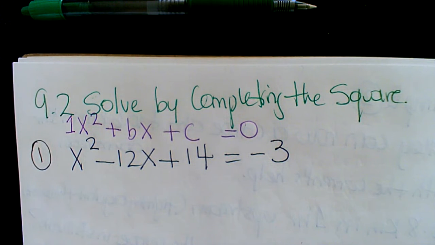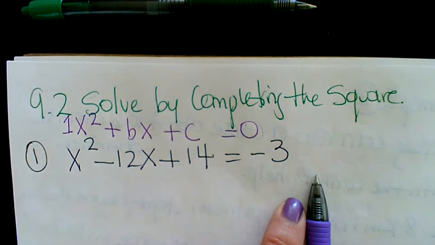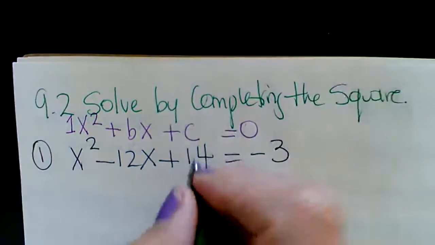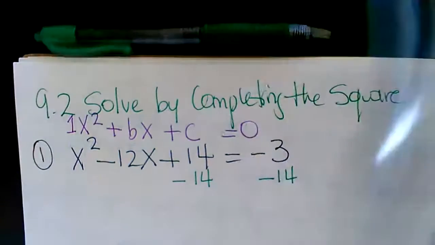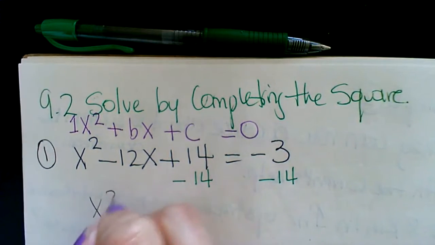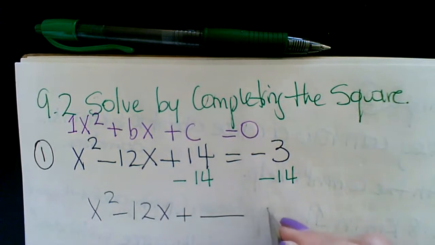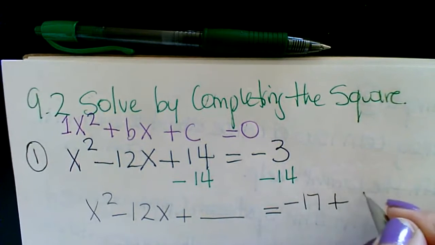Now, first we have to move the constant, which is this one, to the opposite side of the equation. And we know how to do that, right? Subtract 14 on both sides. So we're going to have x squared minus 12x equals to what? To -17.